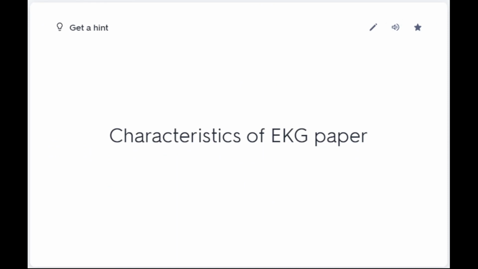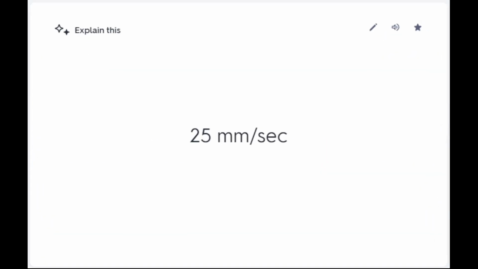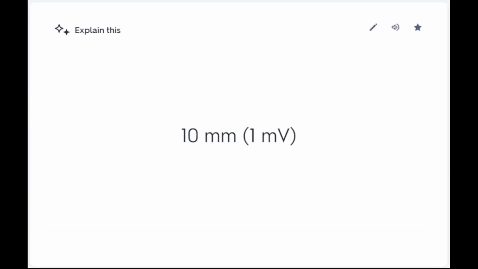Characteristics of EKG paper. Pressure and heat sensitive. Normal speed for EKG: 25 millimeters per second. Normal amplitude of EKG: 10 millimeters.